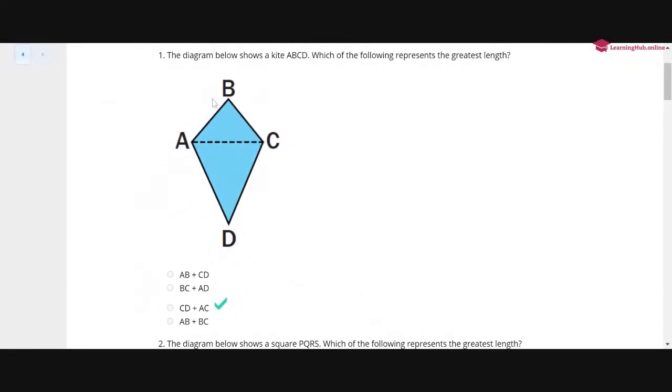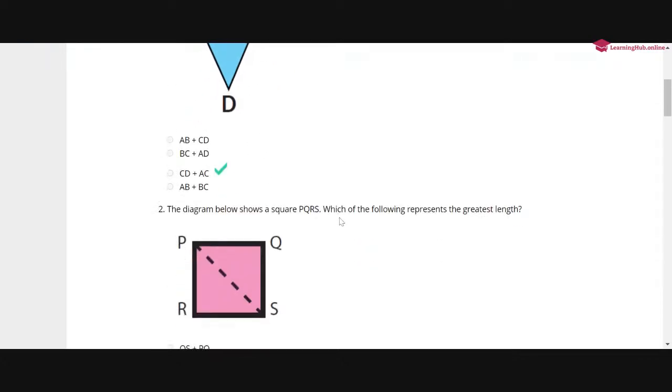So it was AB right here plus CD right here. And then we had BC right here plus AD right here. And then we had CD, which is right here, plus AC going across, and that's the correct answer.